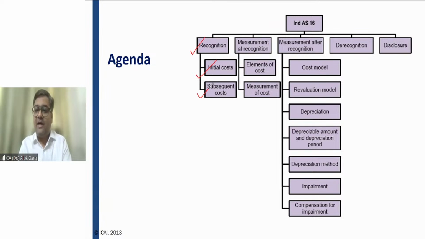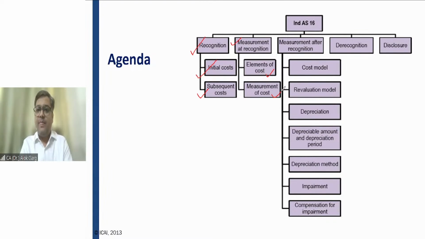So when you bought a car, the first thing that comes is how it is going to be recognized. Number two, at what value is it going to be recognized? Measurement. At what value is it going to be recognized? So we'll talk about the measurement criteria as well. In the measurement criteria, we'll talk about elements of cost and measurement of cost, right? We'll talk about elements of cost and measurement of cost. This is what we are going to talk about, right?